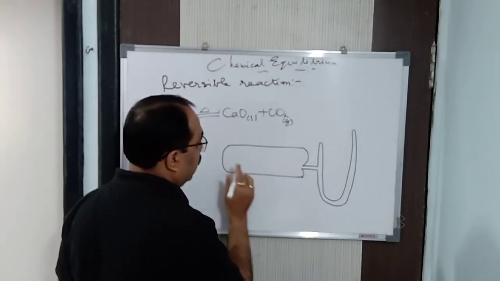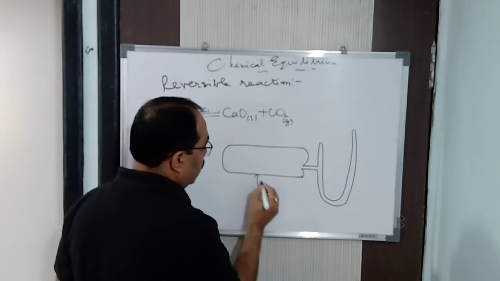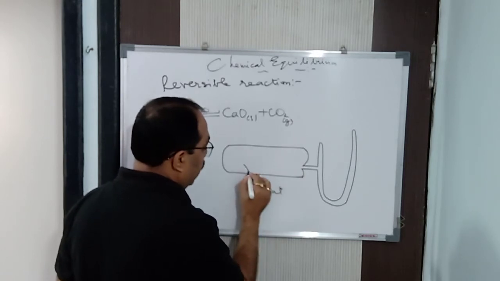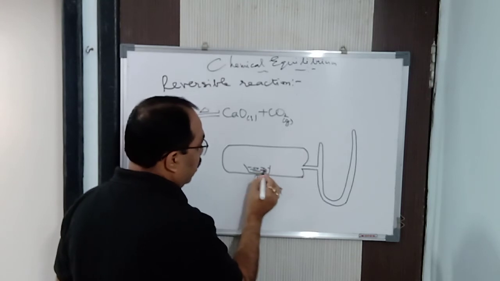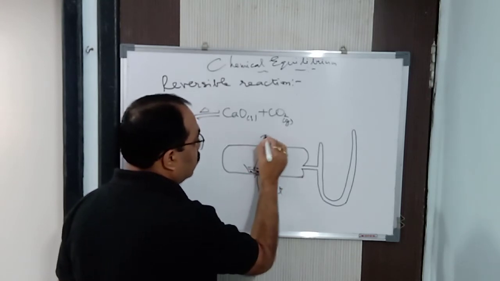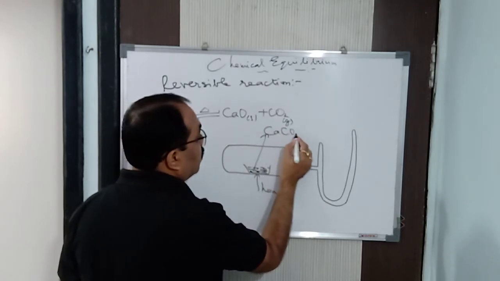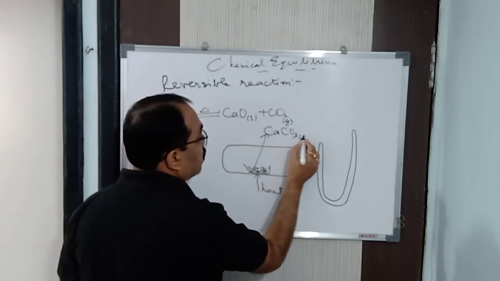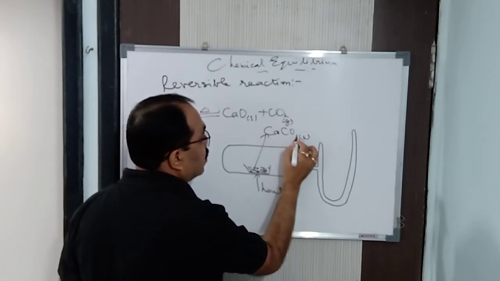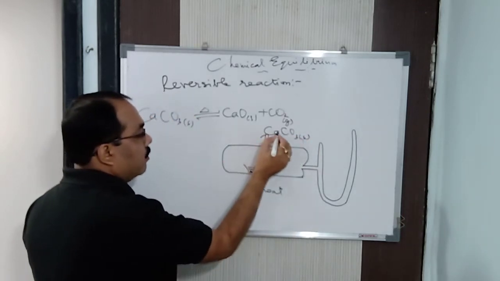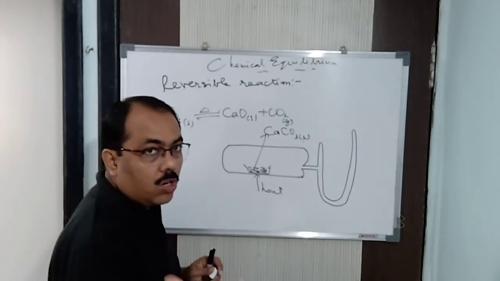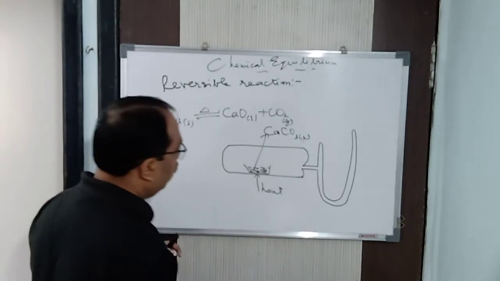In this one, I will be heating it, and here I will be taking a porcelain boat, which means the shape is in the form of a boat. Don't think of something else. In it is calcium carbonate solid, CaCO3. Calcium carbonate is nothing but chalk, marble, limestone, anything you have taken.